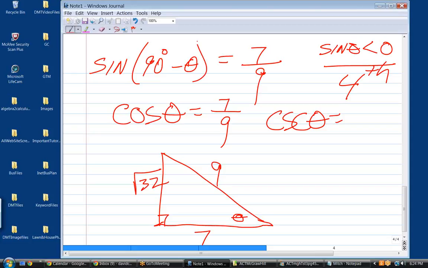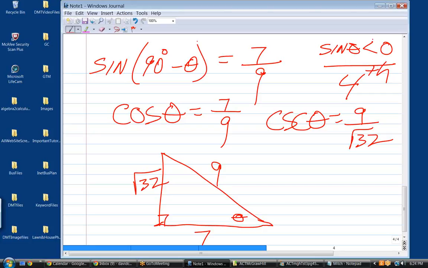So it's square root of 32 over 9. Or no, the reciprocal. Yeah, it's 9 over square root of 32. There you go. And is it plus or minus? Fourth quadrant. Minus. Yes, negative.